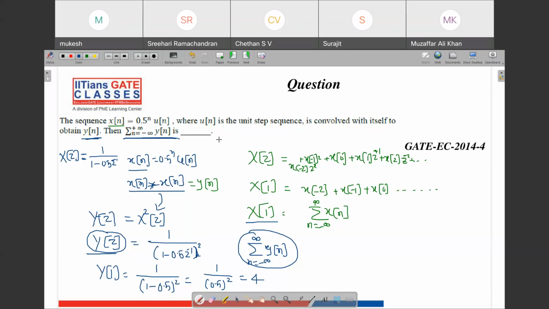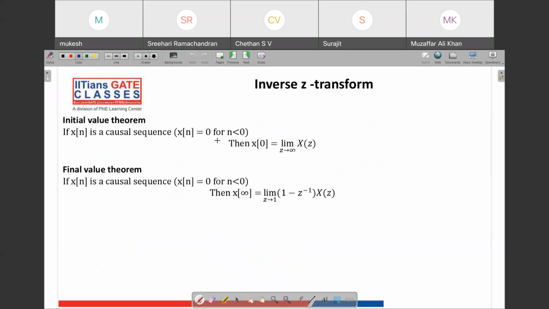Let me go to the next slide then. Next is the initial value theorem and the final value theorem. Again, just like the Laplace case, the initial value theorem you should use only for the causal sequence. What it means is that there should not be any value for n less than 0.